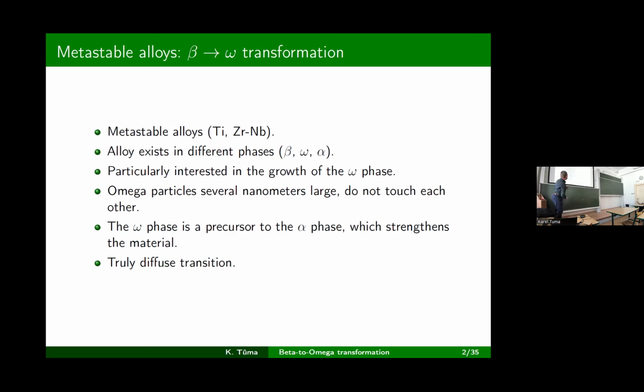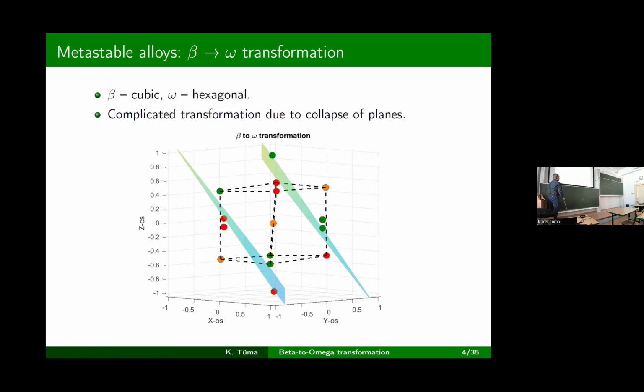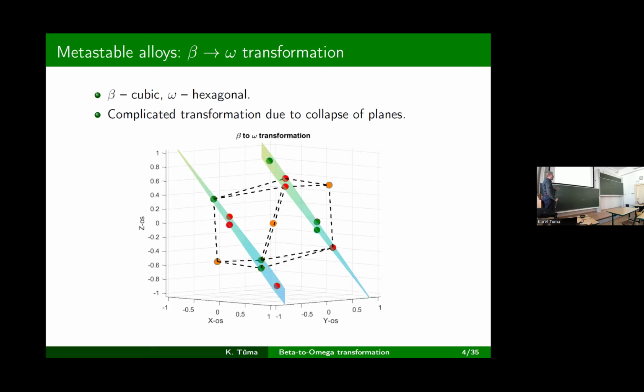Here in the picture on the left, this is the picture from the transmission electron microscope. So here you can see the beta phase in the cubic structure. Here is the omega particle in the hexagonal structure, and the transition from beta to omega is perfectly diffuse. There is no sharp interface. So, yes. Here in this animation, you can see at the atomic level how the atoms are moving as we transform from the beta cubic phase to the omega hexagonal phase.